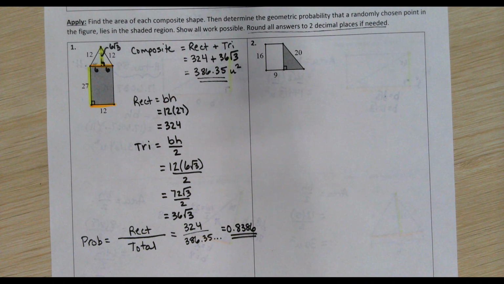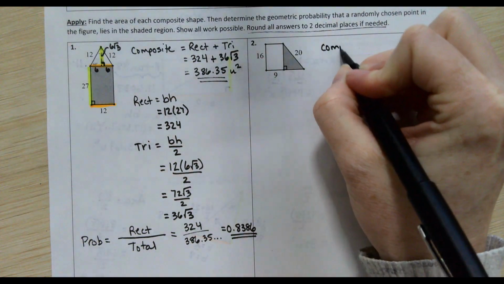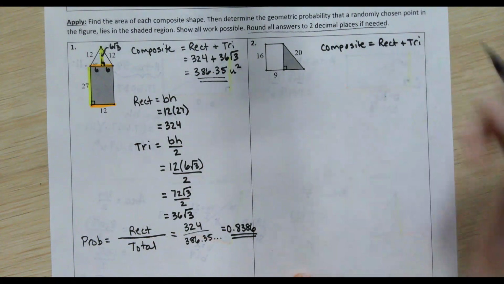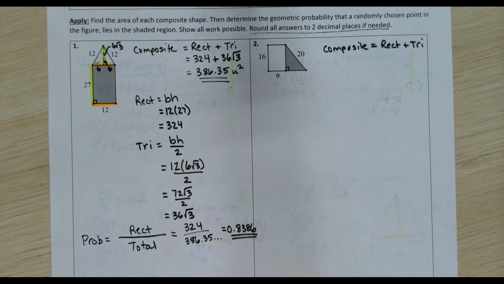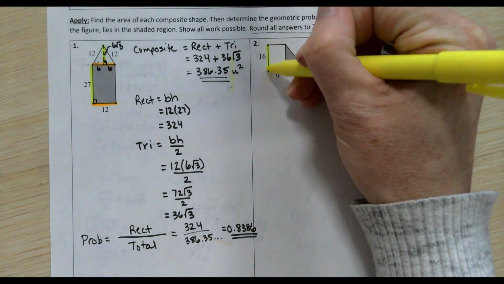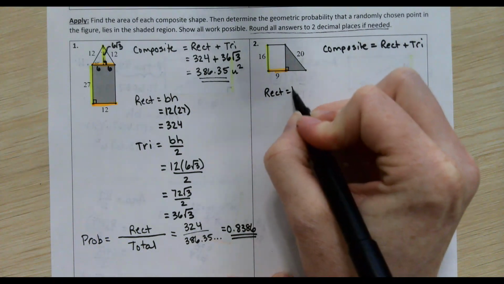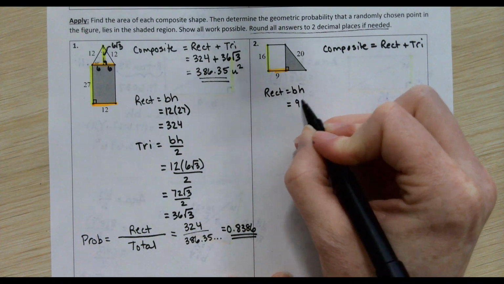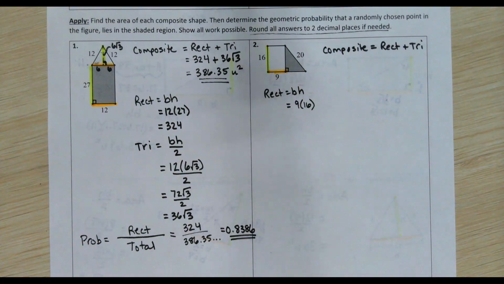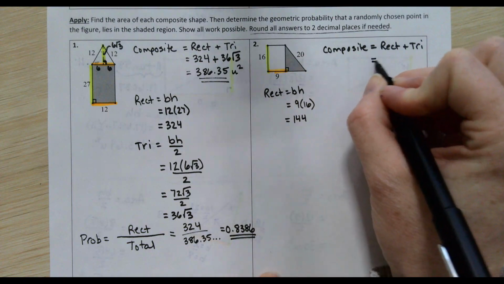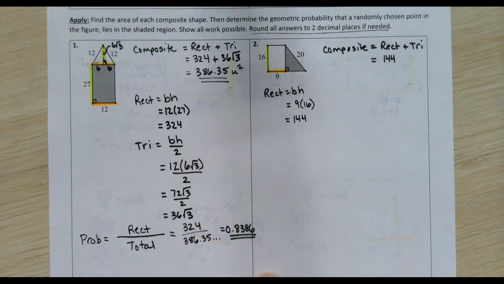All right, we're on to the very last one, and it looks like this very last one is another situation where our composite shape is made out of a rectangle and a triangle put together. The rectangle, again, gives us the base and the height information that we need. So we're going to be able to jump right in and say that our rectangle equals base times height, which is 9 times 16. 9 times 16 is 144, and we've got part of the problem taken care of already.